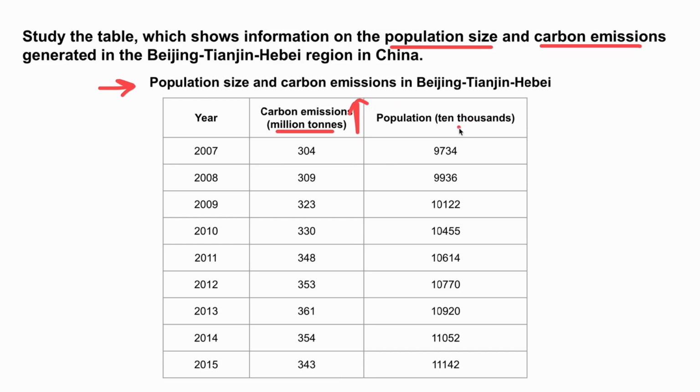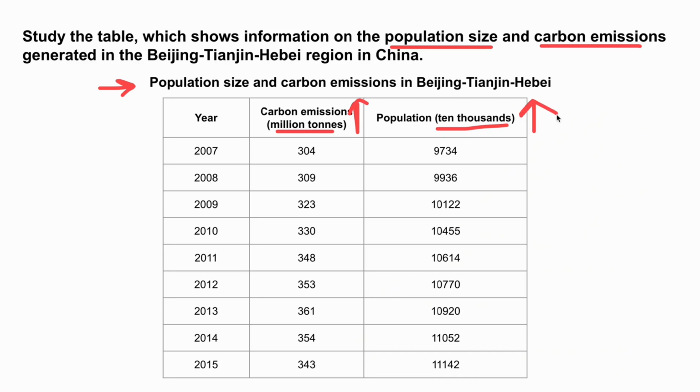If you look at the population size here, and again, the units are in 10,000s. In 2007, 9734, 10,000s. In 2015, 11142, 10,000s. And that means that overall, it increased.